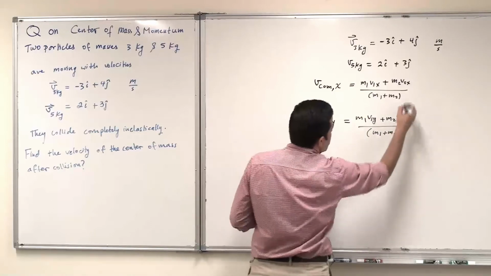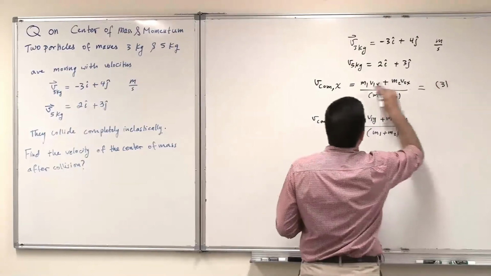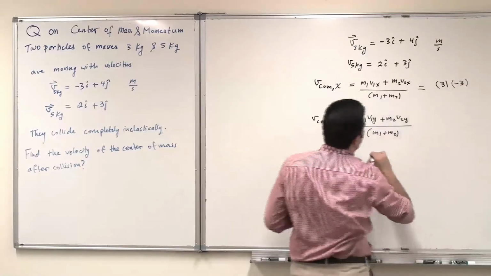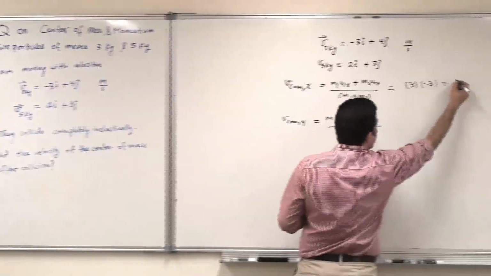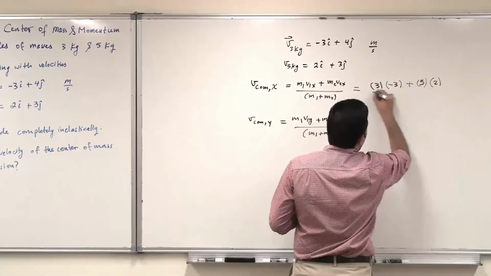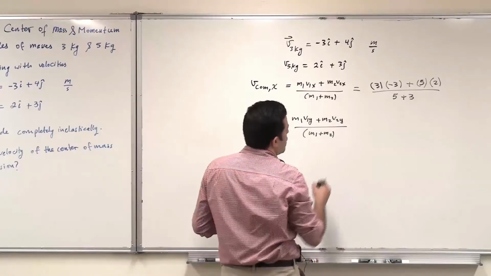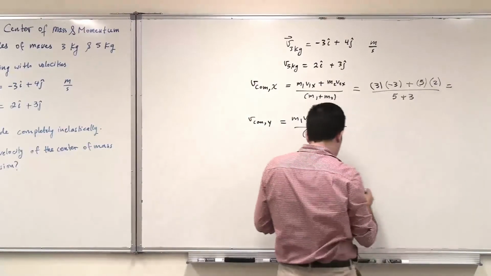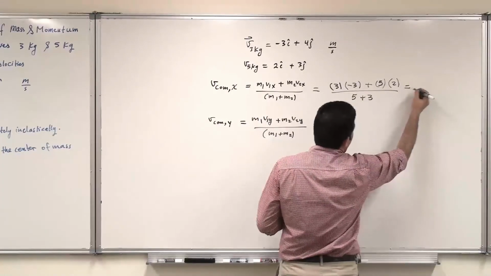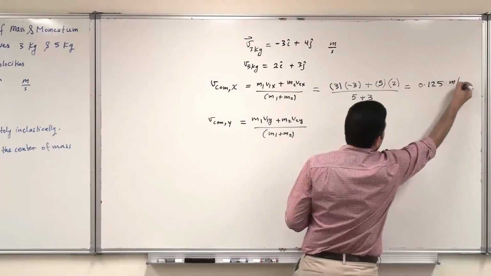So now we have the first mass, 3 kilogram, multiplied by its initial x velocity, which is minus 3, plus the second mass, which is 5, multiplied by its initial x velocity, which is 2, divided by 3 plus 5. And this will give a velocity of the center of mass of the combined system of 0.125 meters per second.